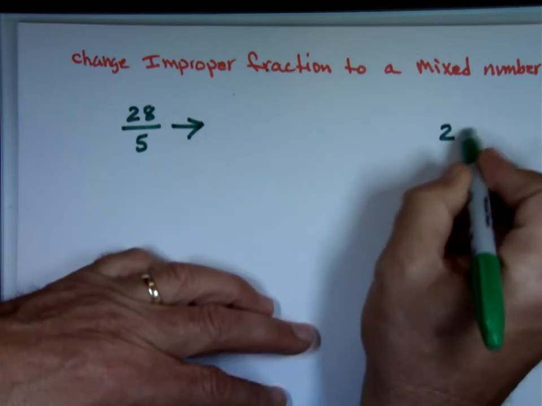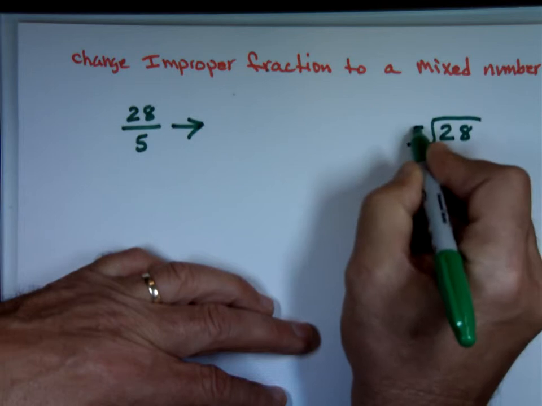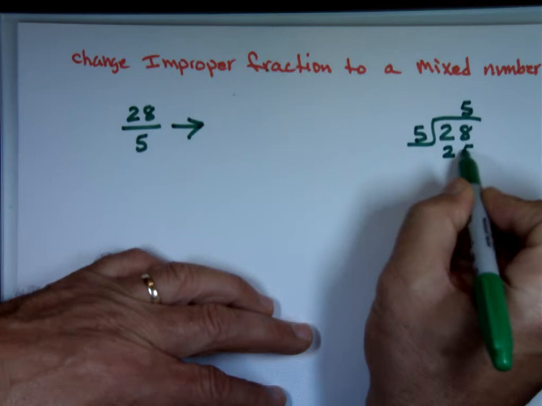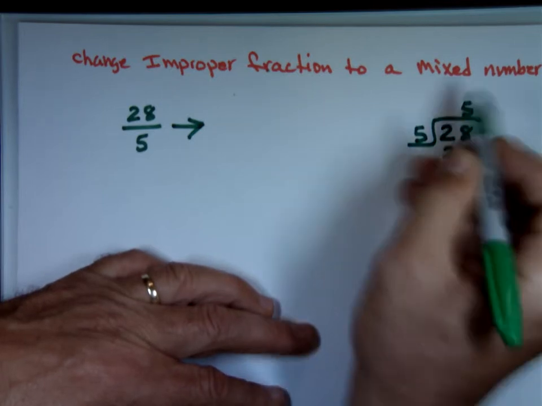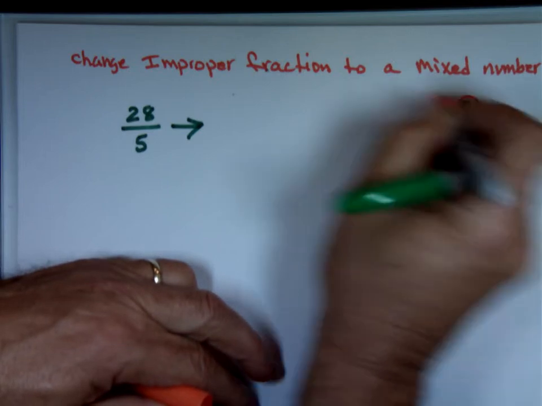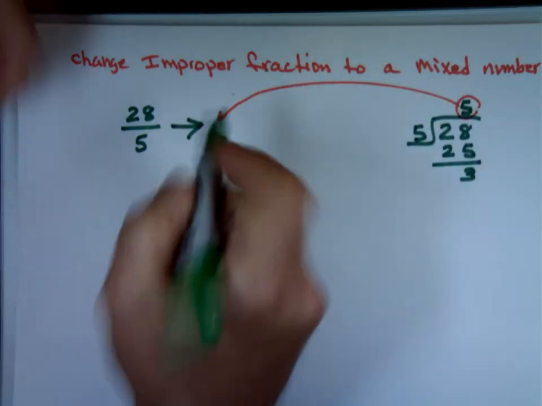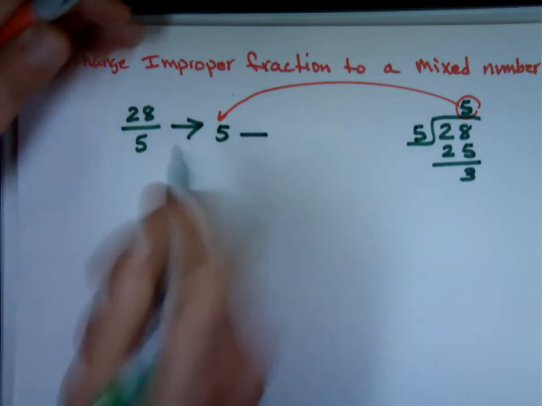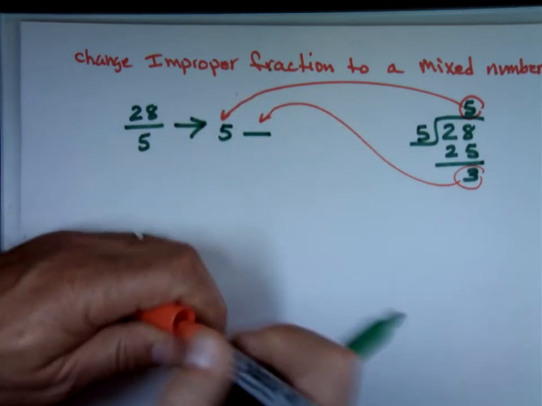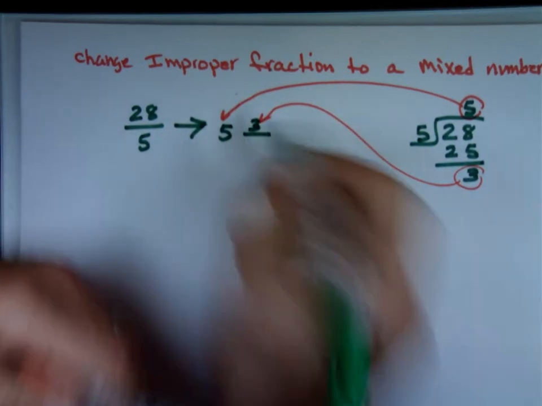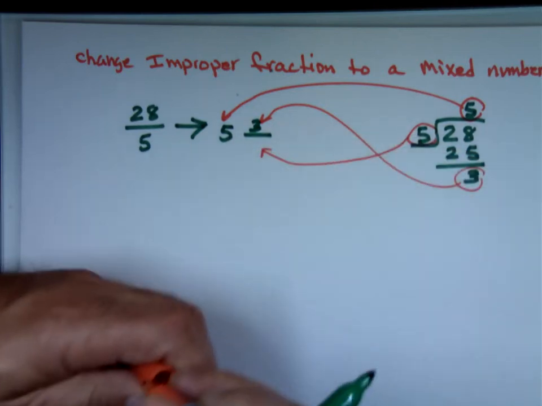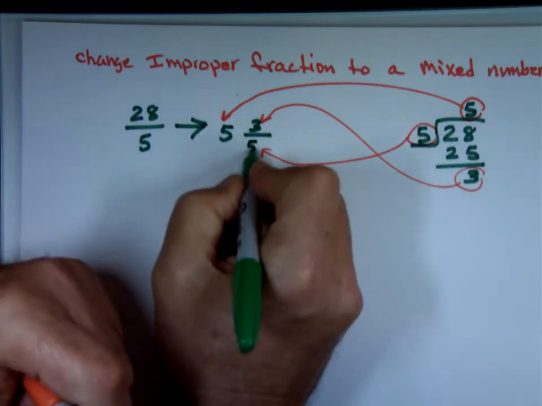Divide them. 28 divided by 5, which is what? 5 times 5? 25, and what's the remainder? This number that you see here, that goes right in the front. Now it's a fraction. This number here goes on the top, and this number goes on the bottom. 5 3/5.